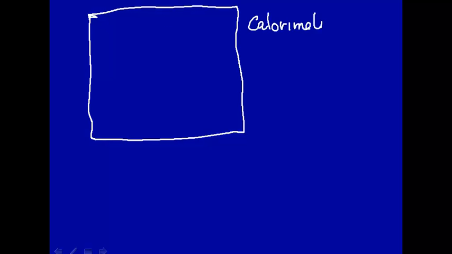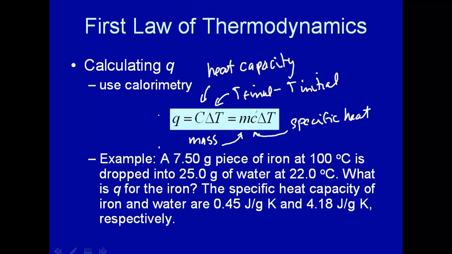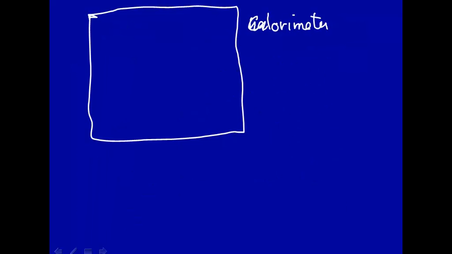Oh, a picture's worth 1,000 words. So here we're going to draw our universe. Our universe is the calorimeter. So if we go back here, I guess that's getting a little ahead of myself. All right. Ignore that. That's for the next example.